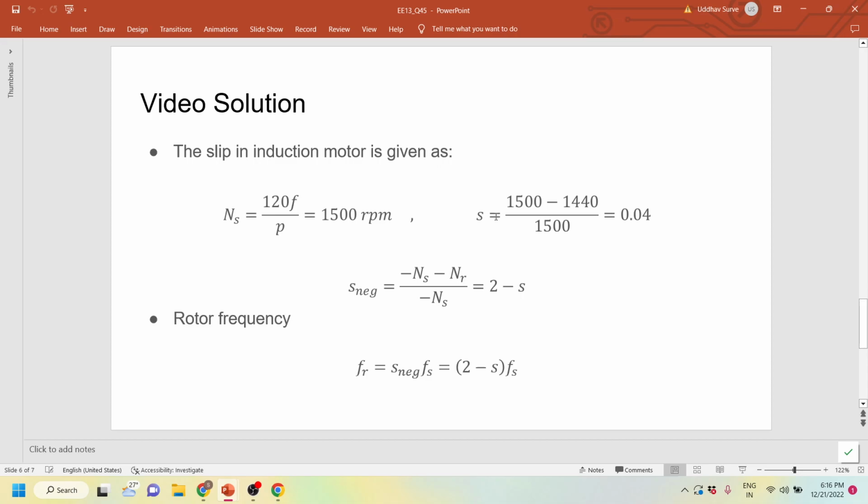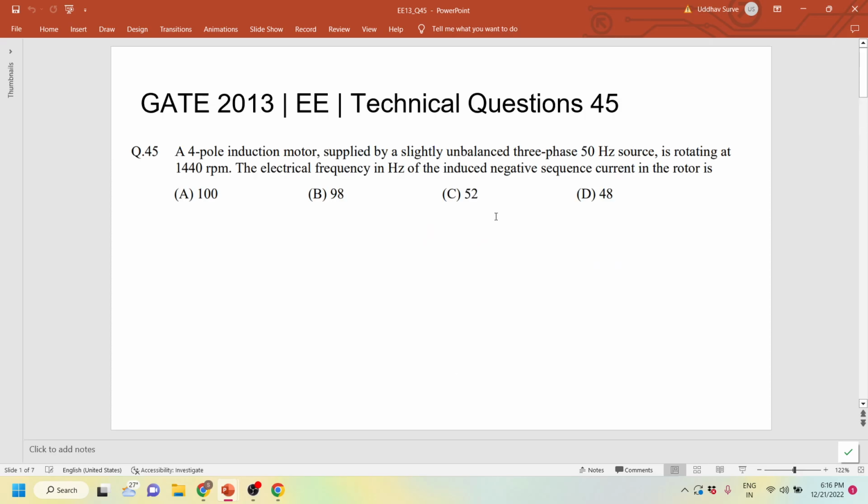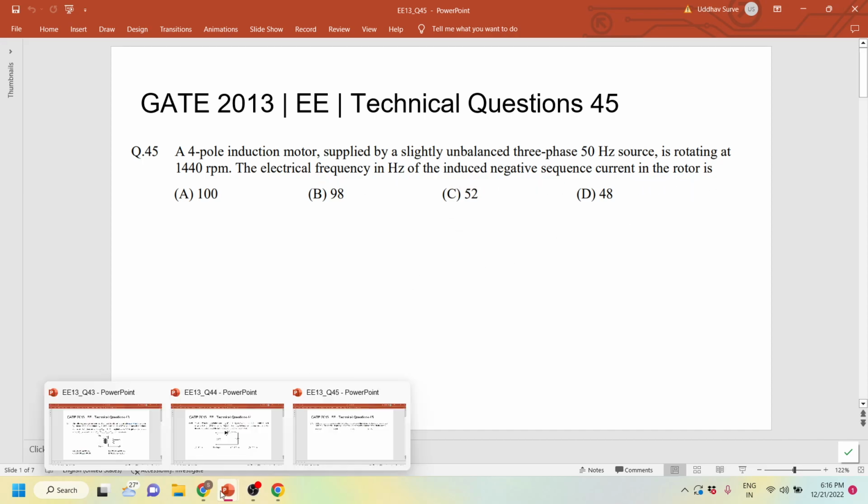So the rotor frequency, as we said, is slip into supply frequency. So we have S negative into supply frequency, which is (2 minus S) into Fs, which is 1.96 into 50 hertz, which is the supply frequency. So the answer is 98 hertz. So this is the answer to this question, option B, 98 hertz for the induced negative sequence current in the rotor. So any doubts in this question?